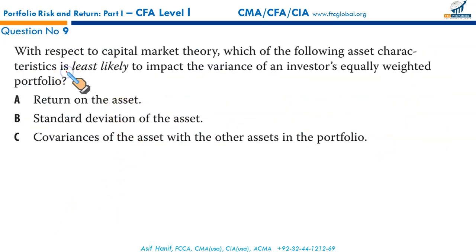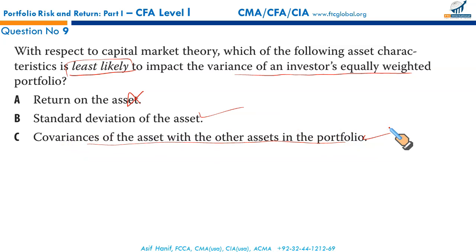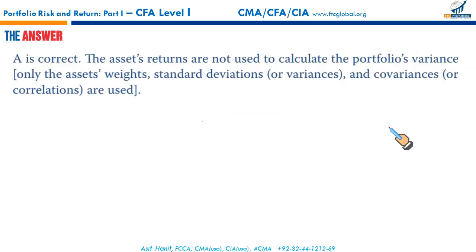Next question. With respect to capital market theory, which of the following asset characteristics is least likely, mind the word, is least likely to impact the variance of an investor's equally weighted portfolio? Okay, now the return on the assets, they are not used to calculate the portfolio variance. What we do use is the standard deviation of the asset and the covariances of the asset with the other assets in the portfolio. So that makes B and C to be a part of the computation, not A, and that's why A is least likely and our correct answer.